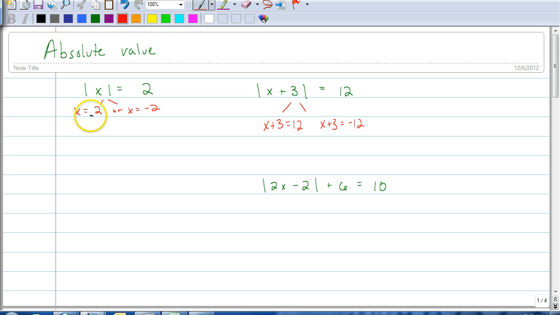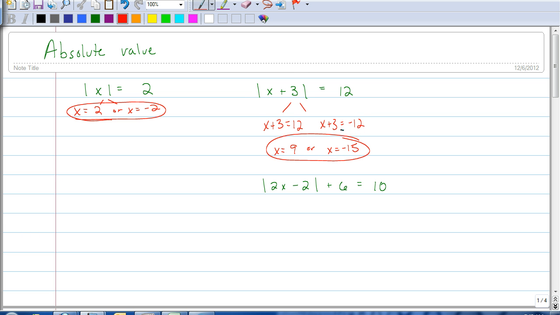And it's not always going to end up like this, where we end up with 2 of the same numbers, just opposite signs. That's not always going to be the case. Every once in a while that'll happen, but most of the time it'll be like this one, where we get 2 completely different answers. So to find the answer, we subtract 3 here. 12 minus 3 is 9. To get the answer over here, we subtract 3, and -12 minus 3 is -15.